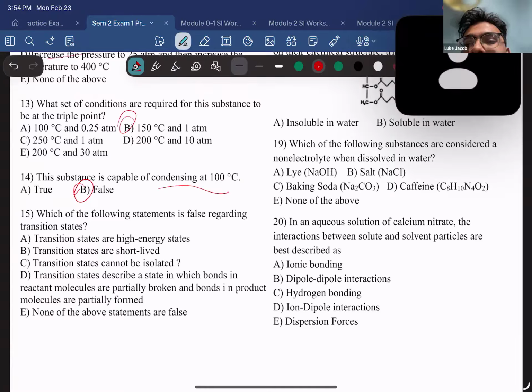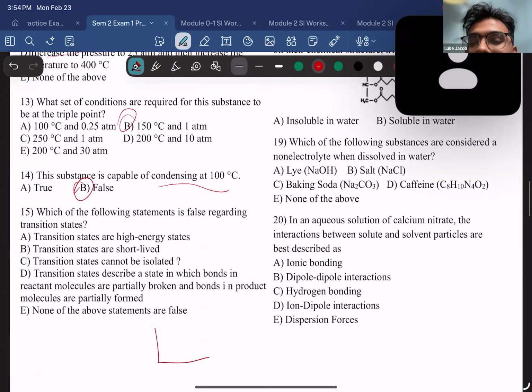Okay. Which of the following is false regarding transition states? So transition states, if I draw up my little reaction diagram, they're right here. They're on the top of these things. They're high energy states. We can see that through this diagram. They're also short-lived, meaning that it's very hard to isolate. I don't know why I put a question mark here. It is hard to isolate.